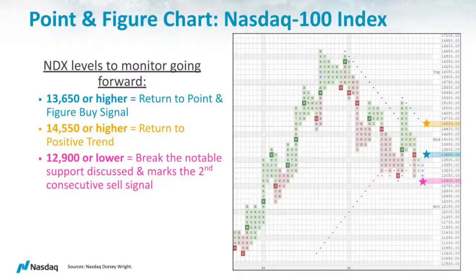So again, that 12,900, the 14,550 is where we're going to return to a positive trend, and then 13,650 from here was where, if we were to reverse up, the column of X's would exceed the previous column of X's. So in my opinion, with today's test, I'm going to have some price alerts set, and I'm really going to follow that closely. And this is using intraday prices.